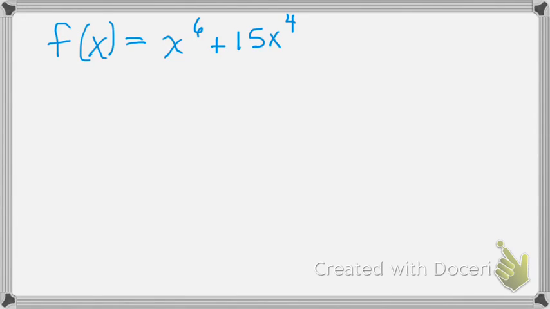Okay, so I'll explain what that means as we go along. But your first example, let's say we have, this is example 1, f of x is equal to x to the 6th plus 15x to the 4th minus 241x squared plus 225.